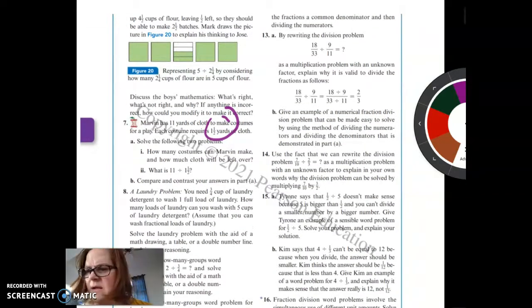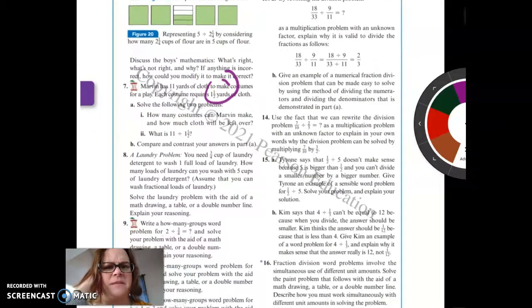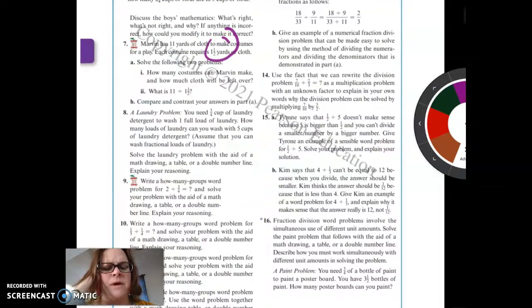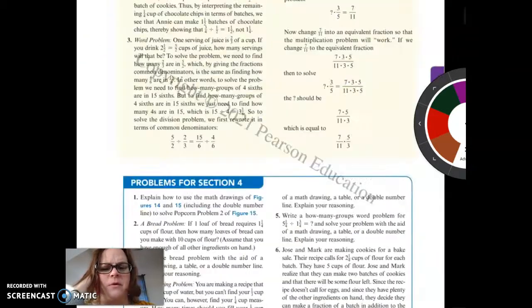By rewriting the division problem, 18/33 divided by 9/11, as a multiplication problem with an unknown factor. Explain why it's valid to divide the fractions in this way. And then we're going to come up with another example.